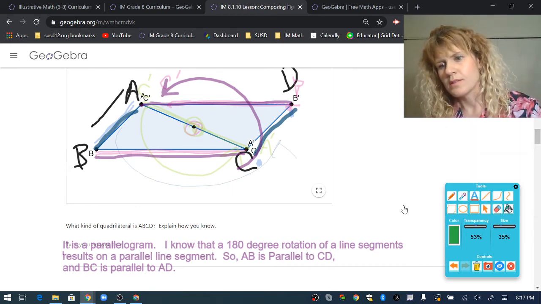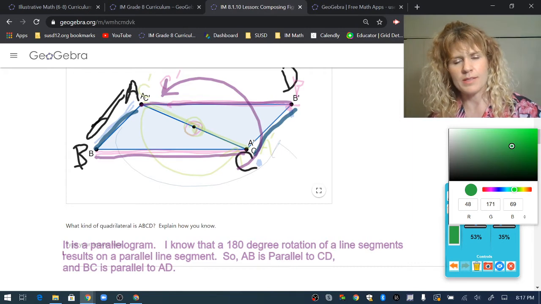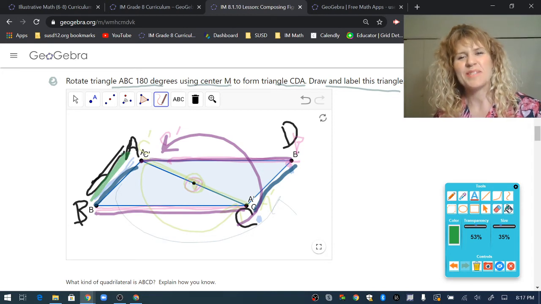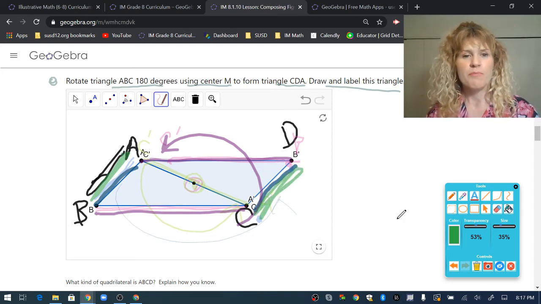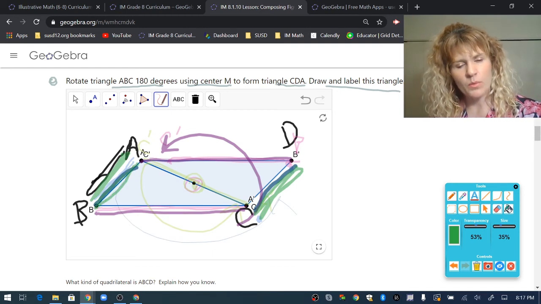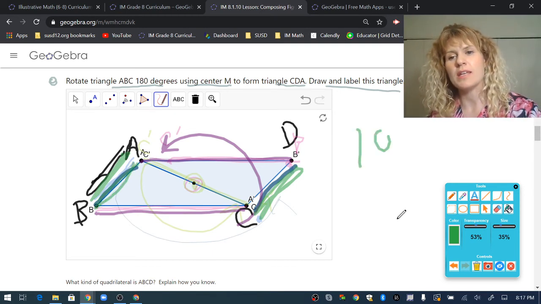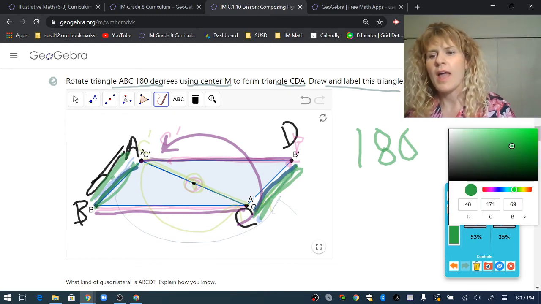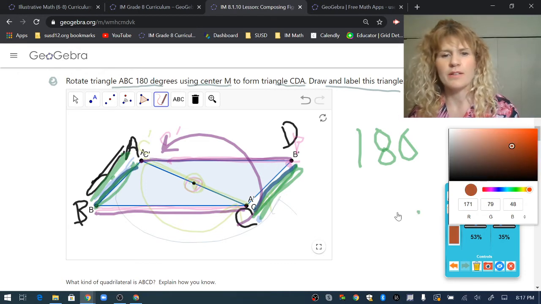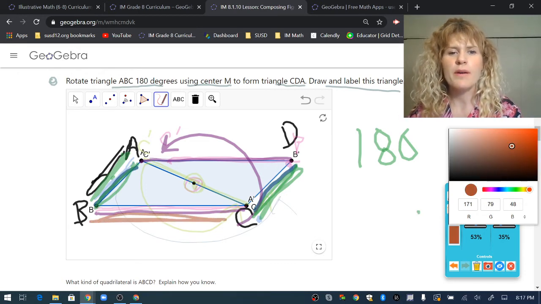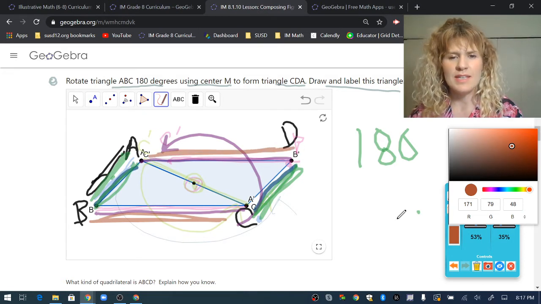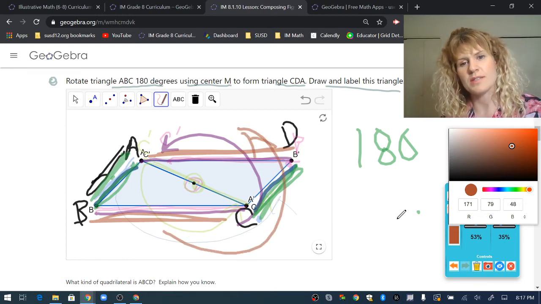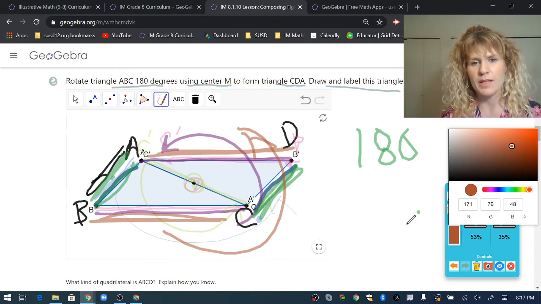AB, oh no, why is that black? I'm sorry, this one. AB is parallel to CD because this line segment was rotated 180 degrees, and that gives me another parallel line. And let me get a good color here. BC is parallel to AD. I know that because it was rotated 180 degrees, which results in parallel lines.